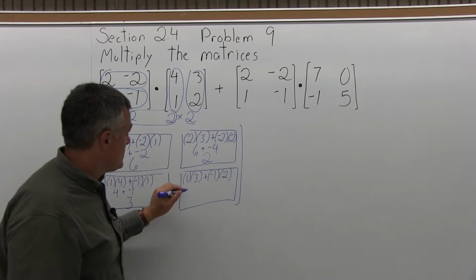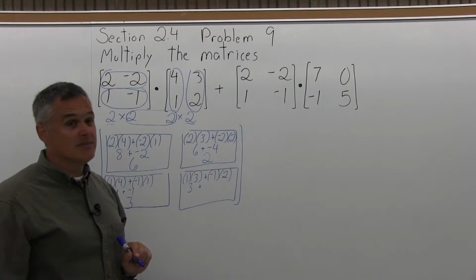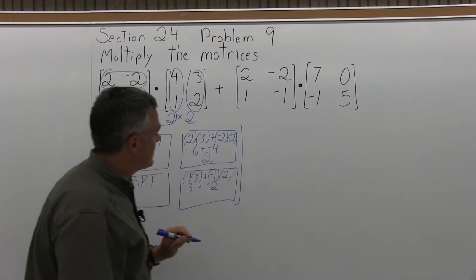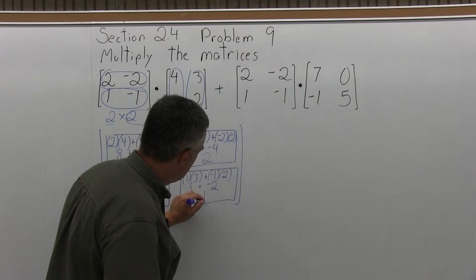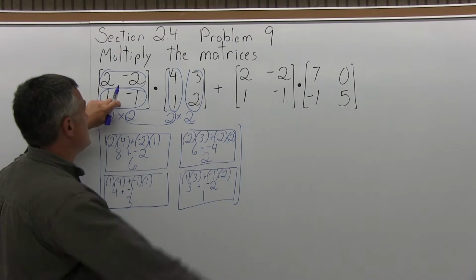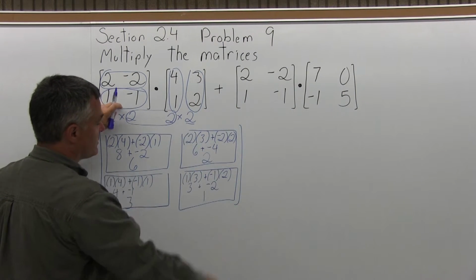And now when I multiply first times first, 1 times 3 is 3. And plus second times second, negative 1 times 2 is minus 2. So 3 plus a negative 2, or just 3 minus 2, is positive 1. And again, I multiply the bottom row of the first matrix times the second column of the second matrix. So my answer will be in the bottom row and second column of the solution.